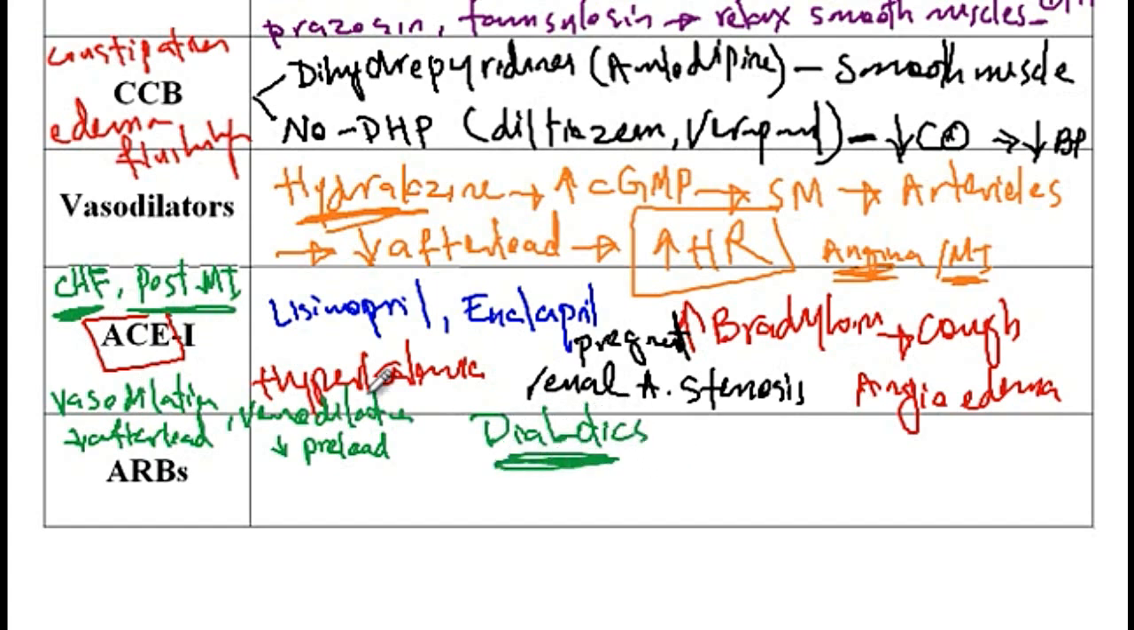So just keep that in mind. ACE inhibitors are good for patients with congestive heart failure, post-myocardial infarction, as well as patients with diabetes, but you should avoid it in patients that are pregnant or in patients with renal artery stenosis.